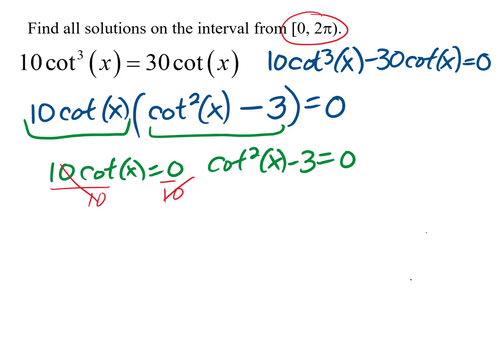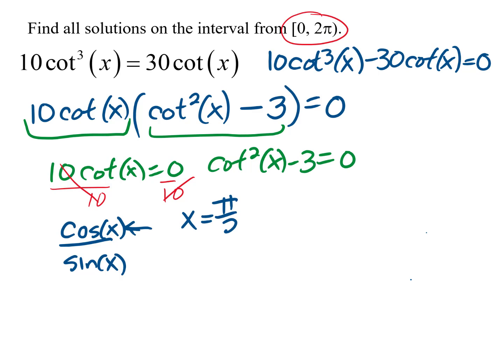So I think of cotangent. I know that cotangent is cosine of x over sine of x. So this fraction will be 0 when the cosine is 0. And we know that that would be when x equals pi halves or 3 pi halves. So we have two solutions from that equation.